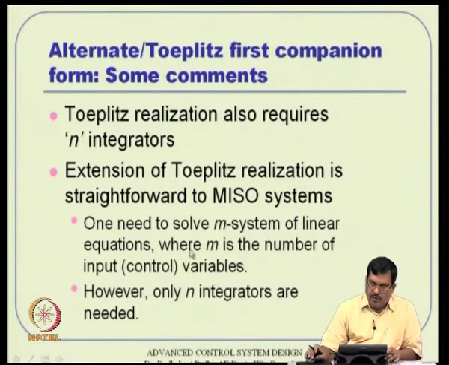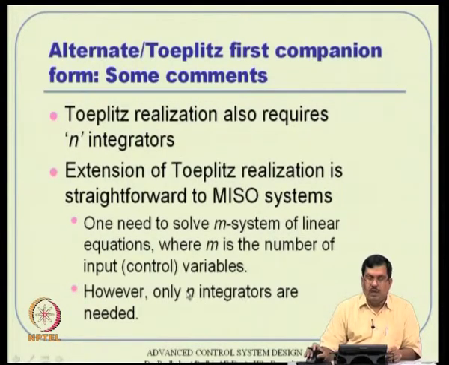So, going by the argument that we have just discussed, essentially one needs to solve m systems of linear equations, where m is the number of input or control variables. If you have m control variables, then you have m such matrix equations to solve. However, the number of states is not changing, that means we still need n integrators.